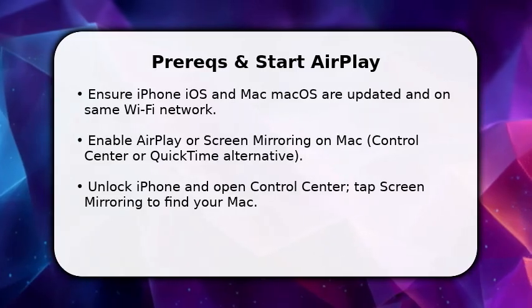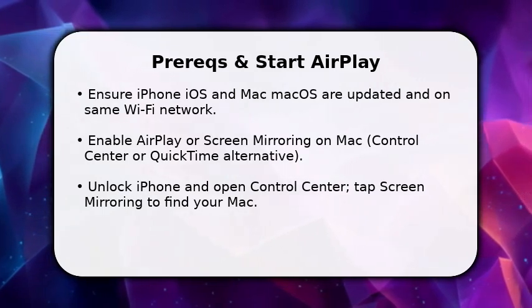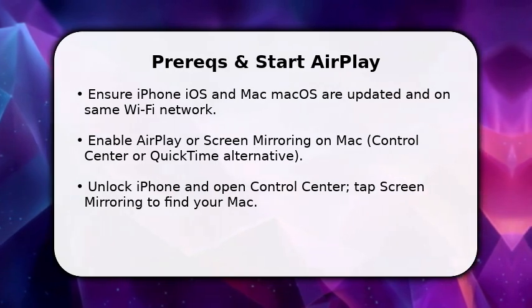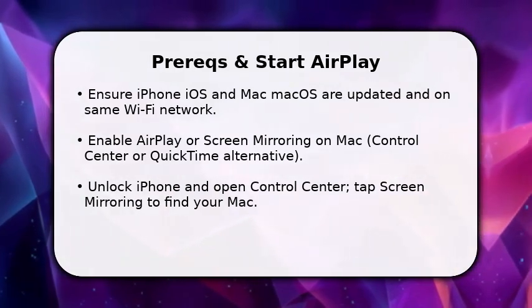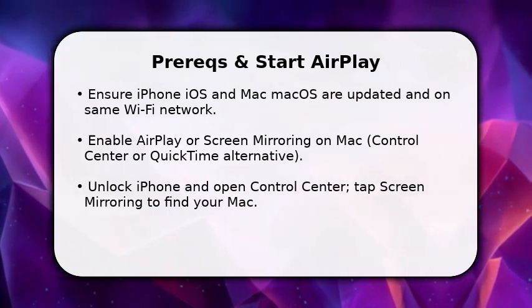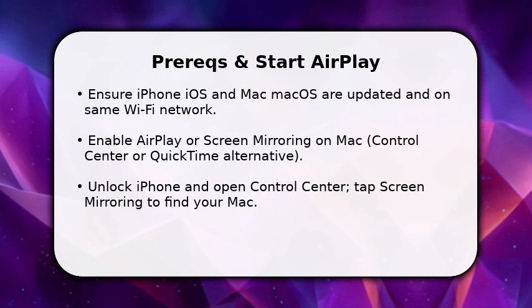You begin by checking essentials: updated iPhone and Mac on the same Wi-Fi and AirPlay enabled on the Mac. Once that's set, unlock your iPhone and swipe into Control Center. Tap Screen Mirroring and look for your Mac's name. You should see it listed if both devices recognize the network.